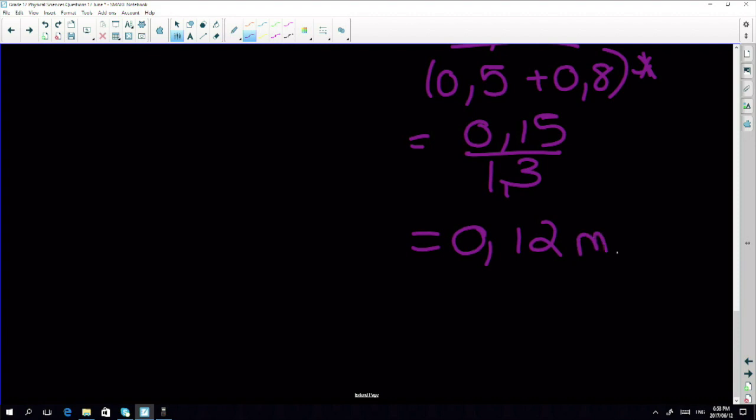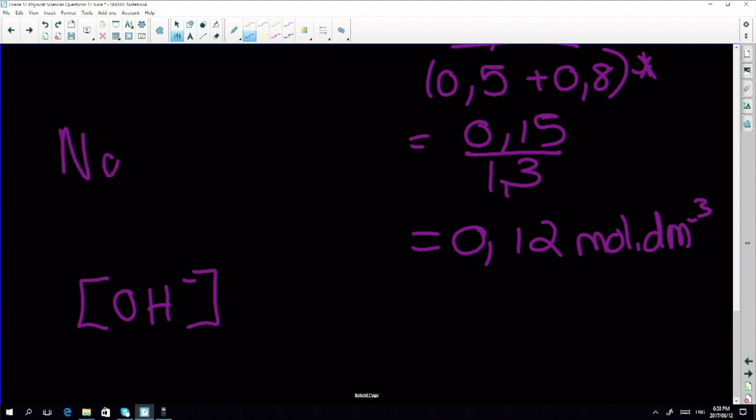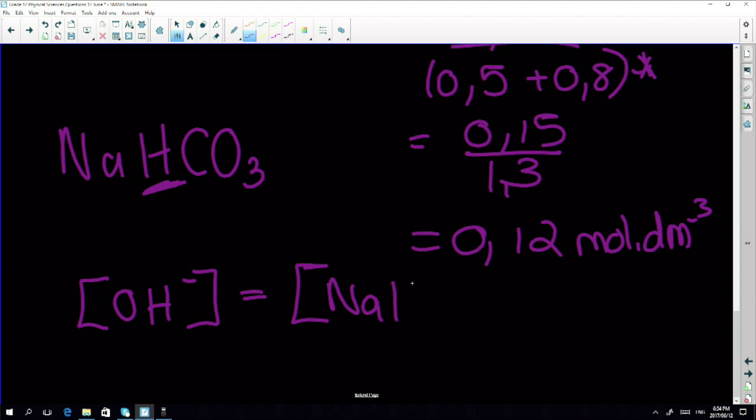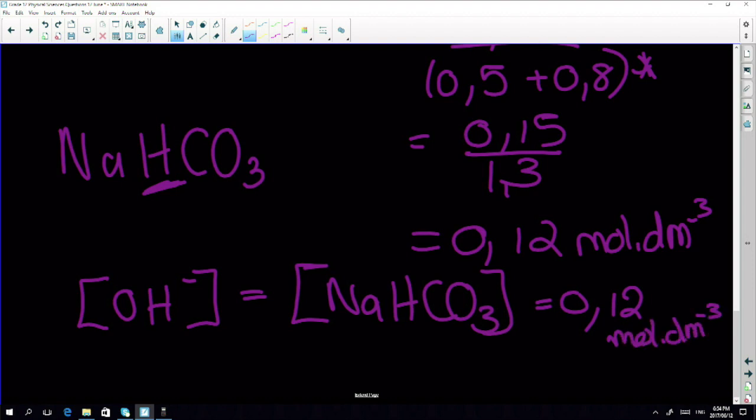And now you're going, but Tracy, you haven't answered the question. I know we haven't. This is the fun part. They wanted the concentration of the OH minus ions. This is a little bit of a trick question here because we had sodium hydrogen carbonate. Because of that one hydrogen, it's only going to make one OH minus ion. So that means the concentration of the OH minus is equal to the concentration of the HCO3 that's left. So it's 0.12. Okay, that was the trick.